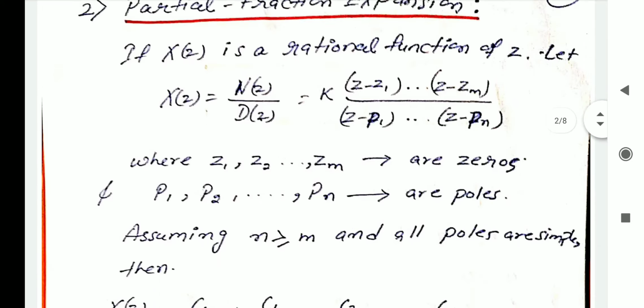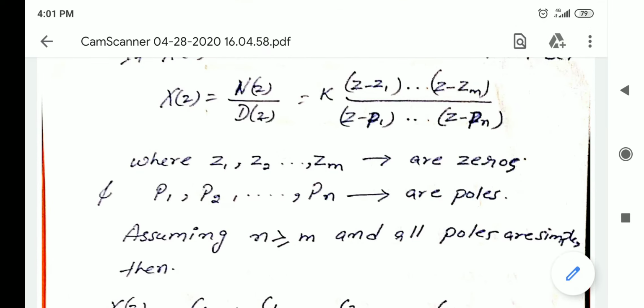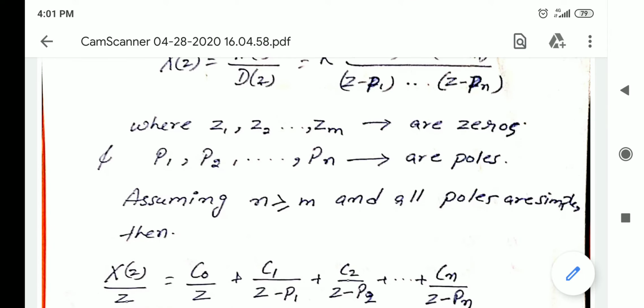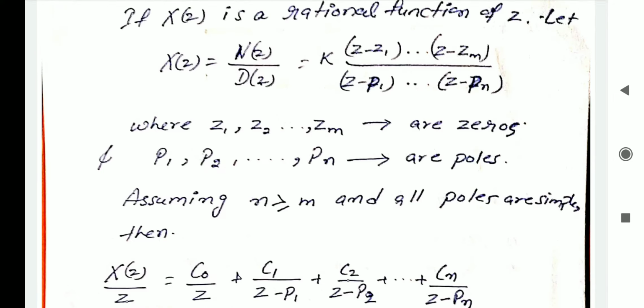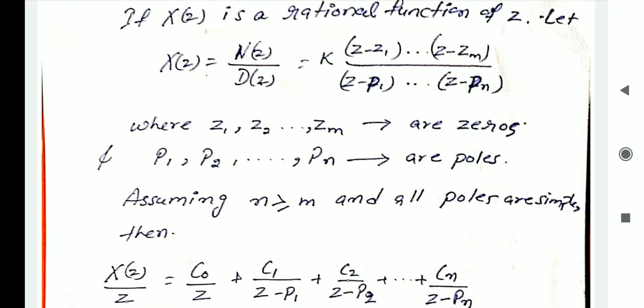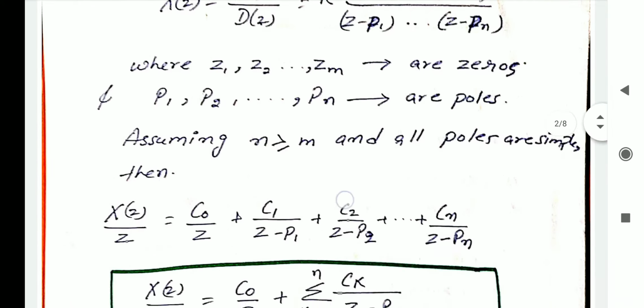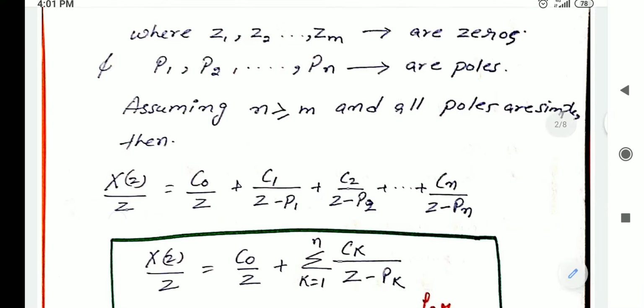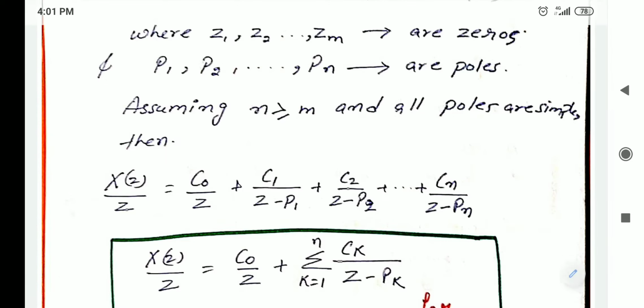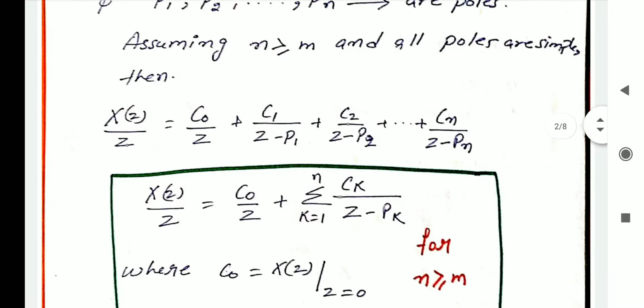Now we are assuming that the number of poles, that is z minus p1 to z minus pn, is more than the number of zeros. Here we are assuming that n is greater than m. n designates the number of poles and m designates the number of zeros. So this can be further written as x of z by z equals c naught by z plus c1 by z minus p1 plus c2 by z minus p2 plus cn by z minus pn. This is how we write the partial fraction expansion.